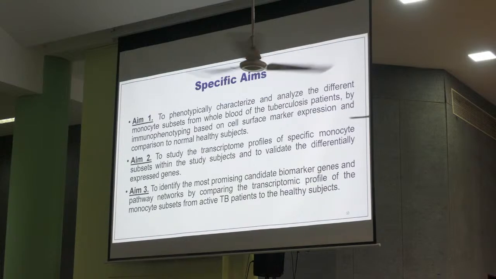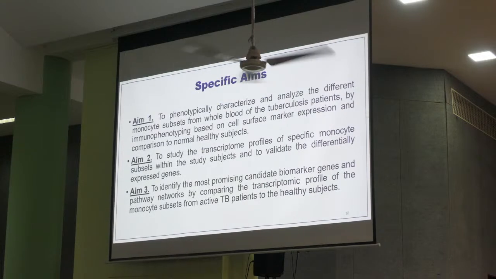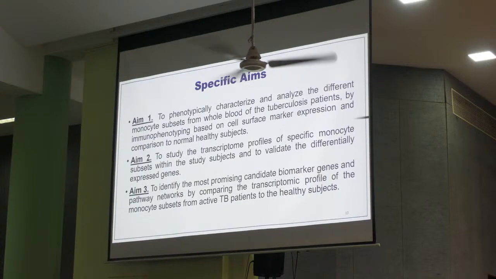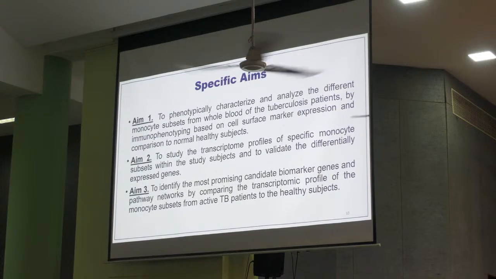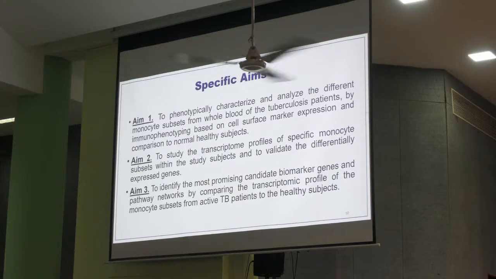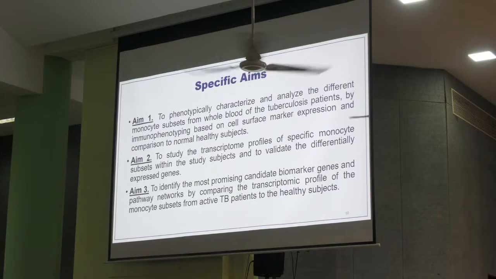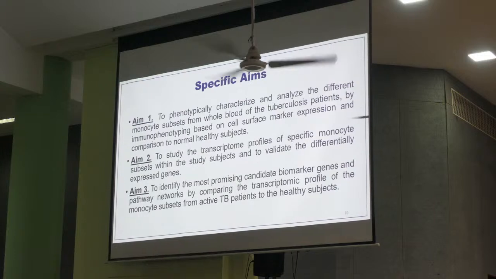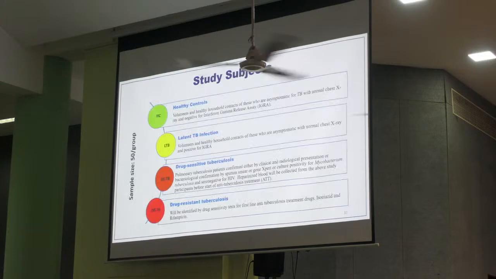So our specific aims for the project were to phenotypically characterize the different monocyte subsets across TB patients and see how the surface marker expression varies when compared to normal healthy subjects. It's very simple. The second one is to study the transcriptomic profile and also to see how these candidate biomarker genes can help in diagnosis or in therapeutic events. So this is our simple target for one of the proposals, for which we have been working.